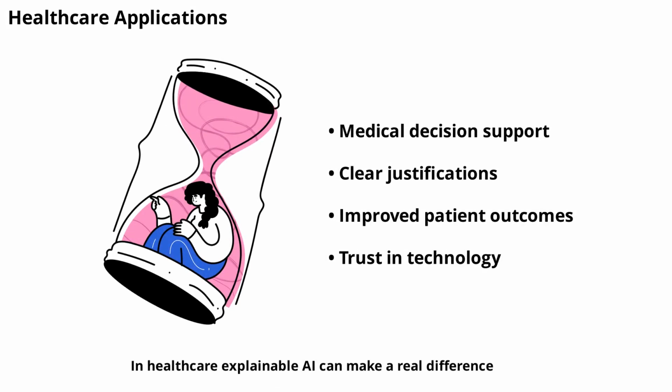In healthcare, explainable AI can make a real difference. Doctors and medical professionals need to understand why an AI system recommends a certain diagnosis or treatment. With explainable AI, these recommendations come with clear justifications, allowing healthcare providers to make better-informed decisions. This transparency can improve patient outcomes and foster trust between patients, doctors, and technology.